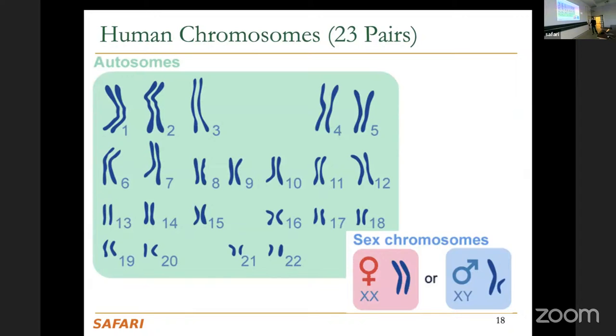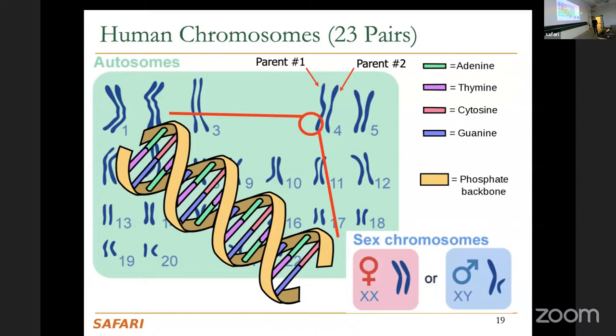So this is how the pairs of chromosomes look in a human genome. Again, as I said, we have 23 pairs of chromosomes. 22 of them are autosomes, meaning non-sex related chromosomes. And one of each pair comes from one parent, the other one comes from the other. When you look closely, this is the famous spiral shape of the DNA. These are the bases, right? These are the nucleotides that I'm talking about.